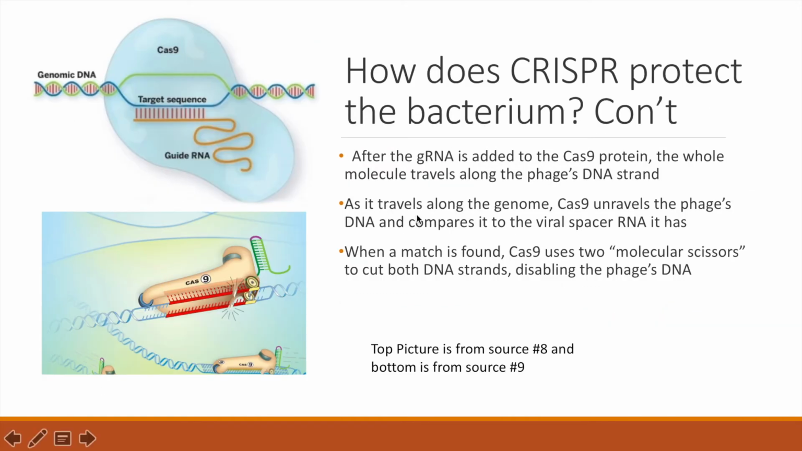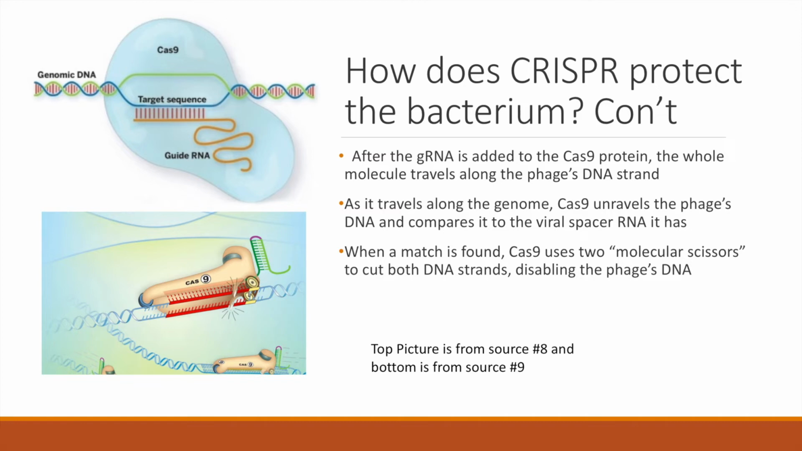So like I said, after the guide RNA is added to the Cas9 protein, the whole molecule travels along the phage's DNA strand, and as it travels along the genome, the Cas9 unravels the phage's DNA and compares it to the viral sequence DNA. When the match is found, the Cas9 uses its 2 molecular scissors to cut the DNA. So like I said, it will travel along and it will find where this viral DNA matches.